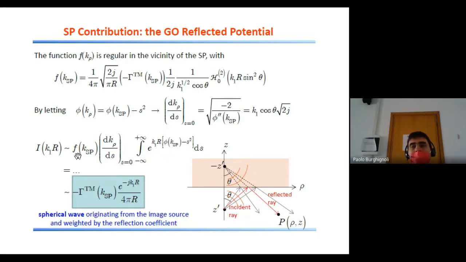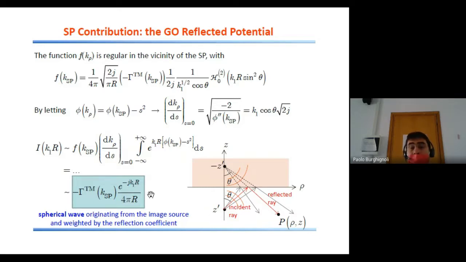So if you perform all the algebra, which is skipped here, but is very instructive to do, you will finally discover this very nice and compact result by which, to the dominant asymptotic order, the reflected potential is given by a spherical wave that emanates from the image source, so from the point minus z prime, and this is the term having the form of the free space Green's function. This is a wave that would propagate in a uniform medium that fills the entire space, having the property of the lower medium. So you can see k1 here in this exponential, even if the image source is located inside the dielectric.